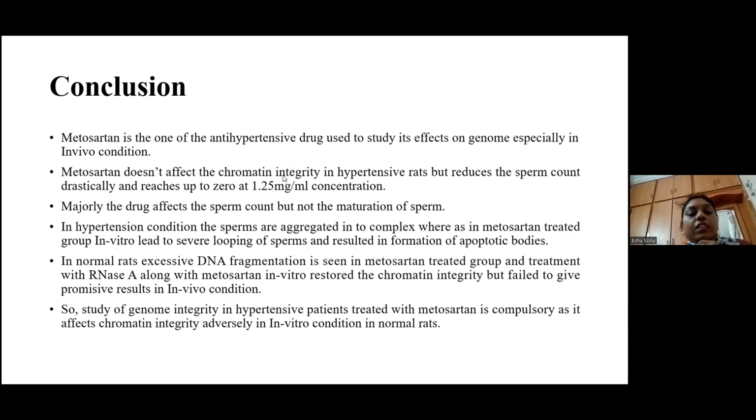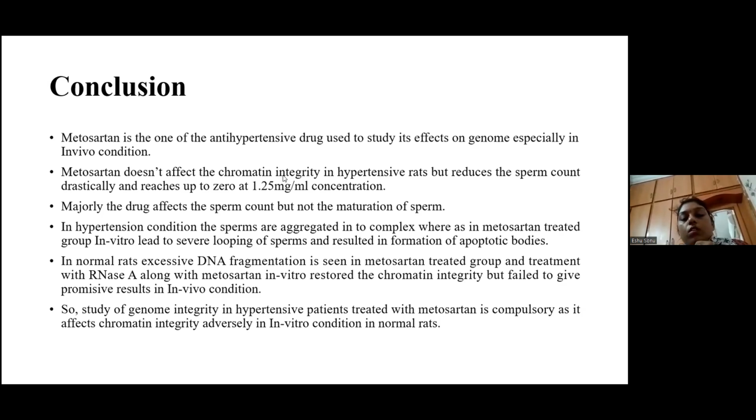And it majorly affects the sperm count, but not the maturation of the sperm or the segregation of the DNA during cell division. And also it induces apoptotic body formation and severe looping reaction of the acrosomes. And also in normal rats it can induce DNA fragmentation, and treatment of metosartan along with RNase A can increase the sperm viability and also restore the damaged tissue by inhibiting apoptosis.